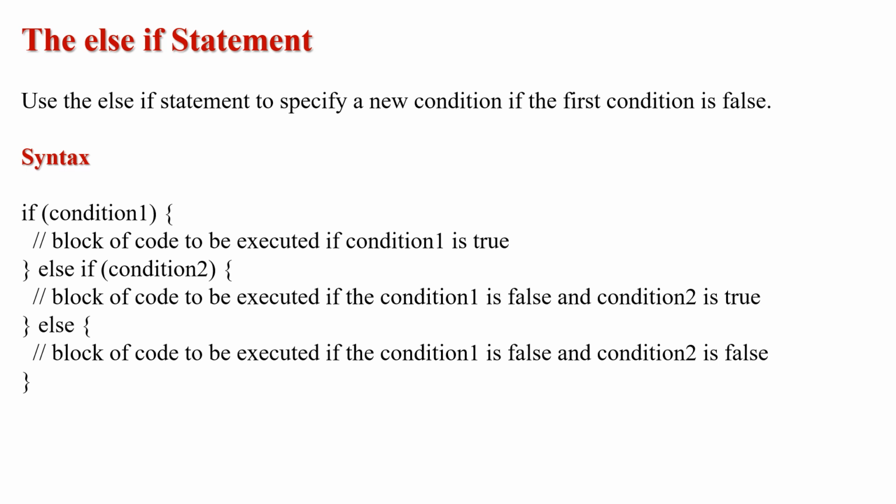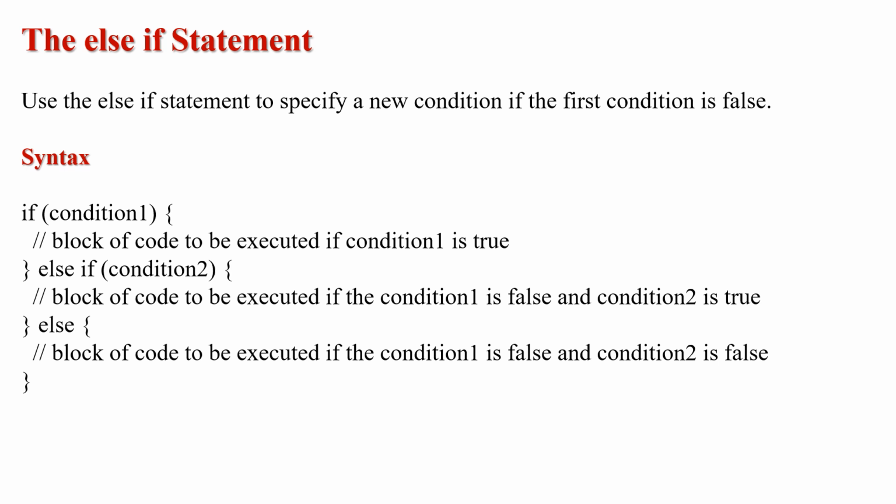The syntax is if condition 1. If condition 1 is true, then that block is executed. Else if the next condition is true, then that block is executed. If that is false, it goes to the else. In that it executes the block when condition 1 is false as well as condition 2 is false.